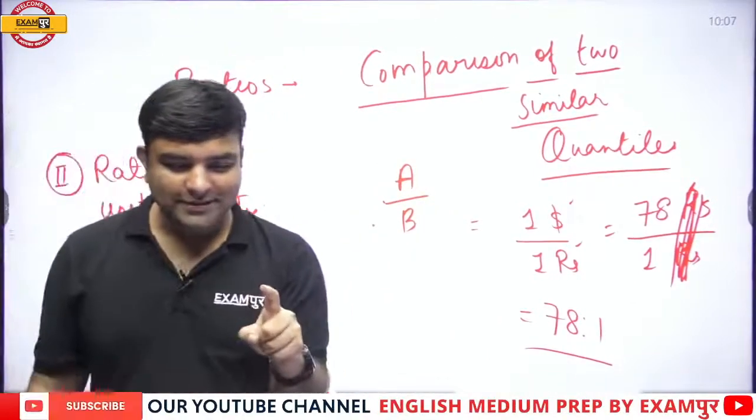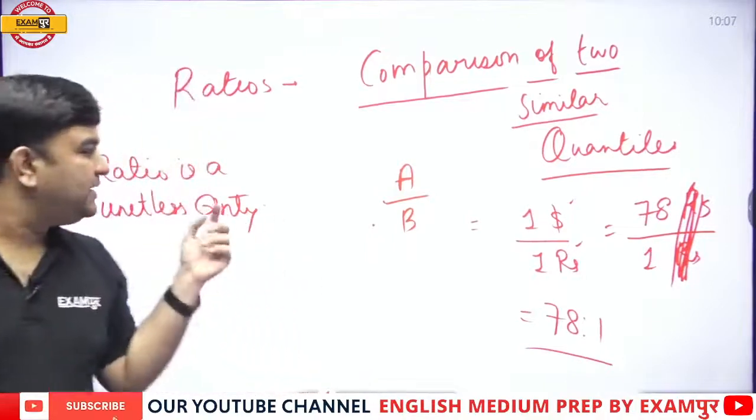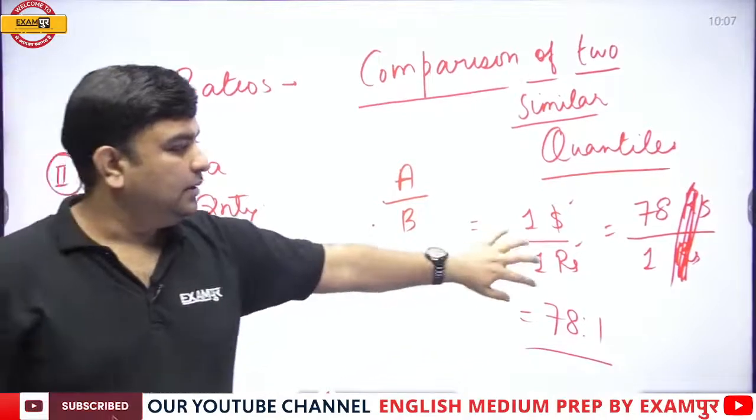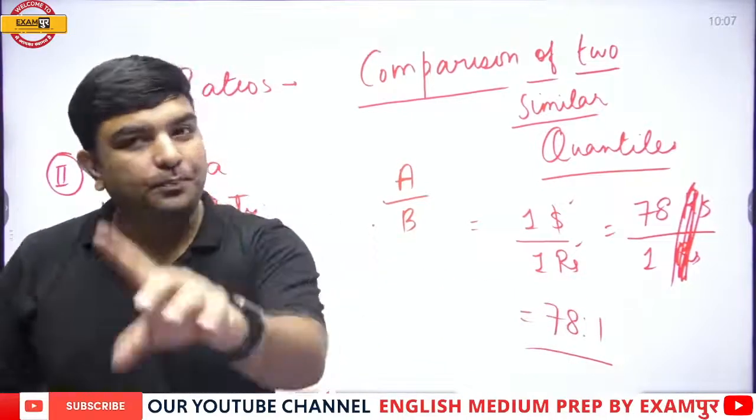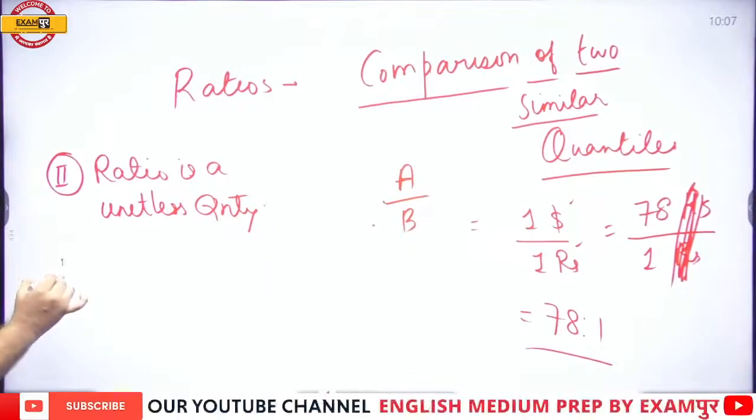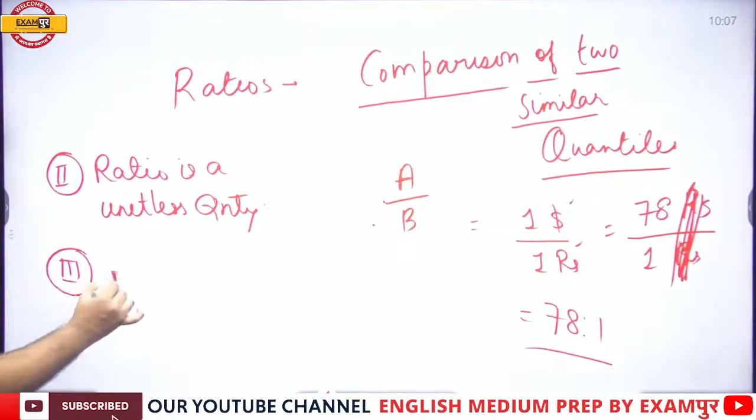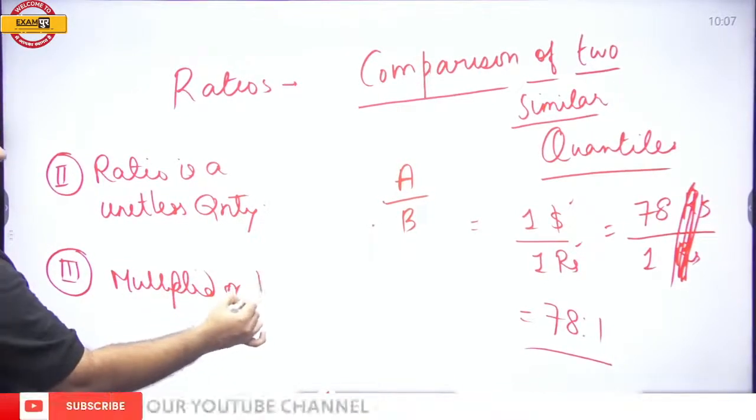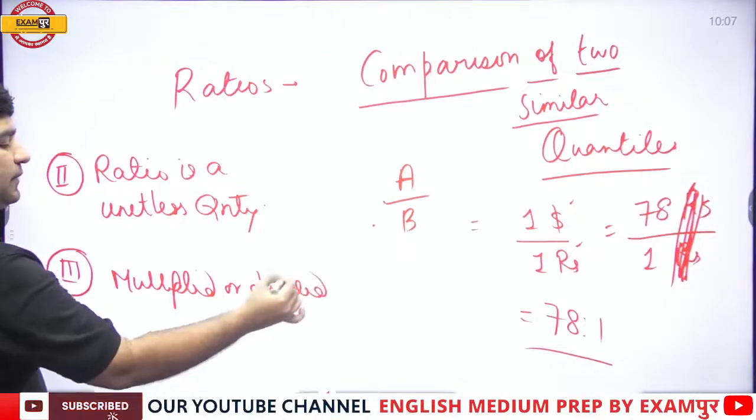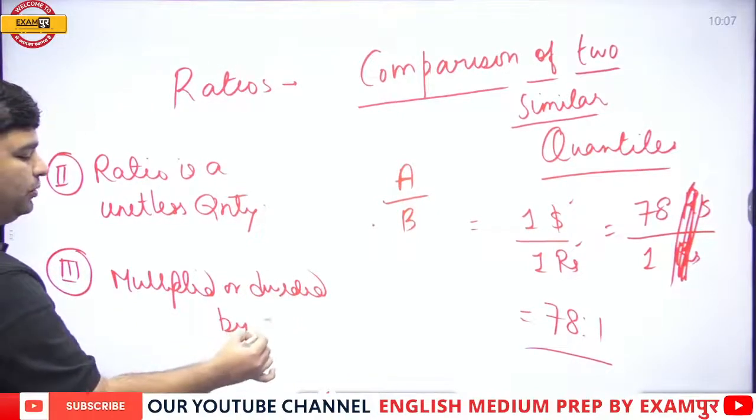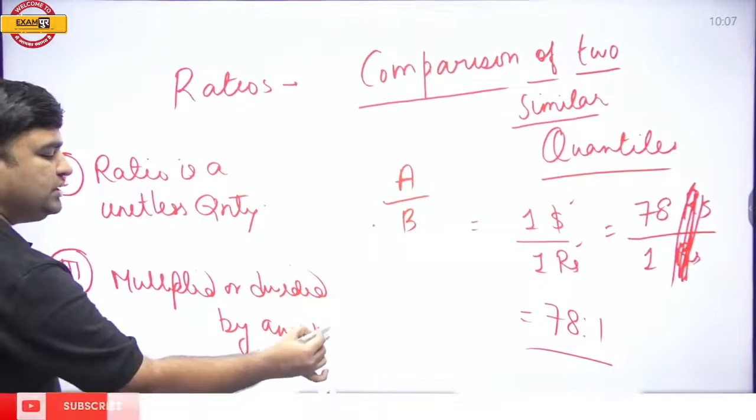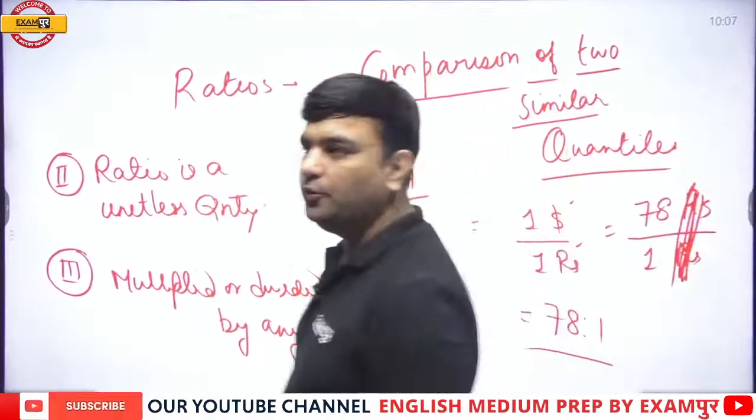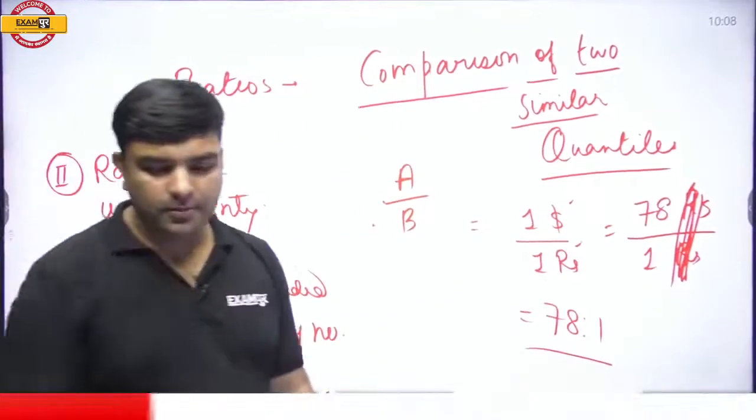Got it? It's a numerical comparison, guys. So what is the big use of it? The big use of it is that it can be multiplied or divided by any number. Because ratio is a unitless quantity, you can multiply or divide it by any number.